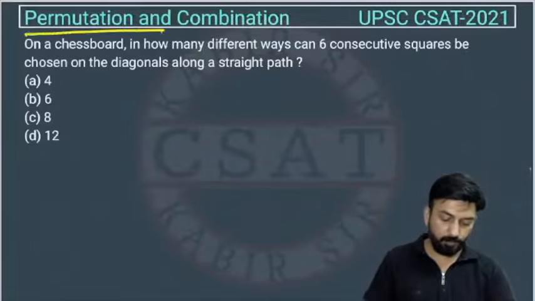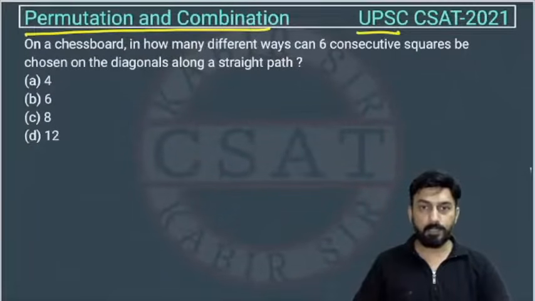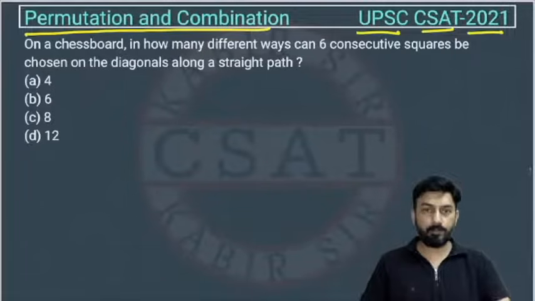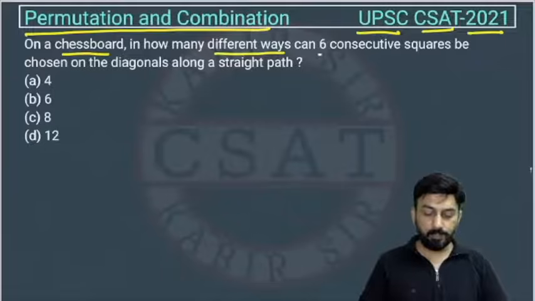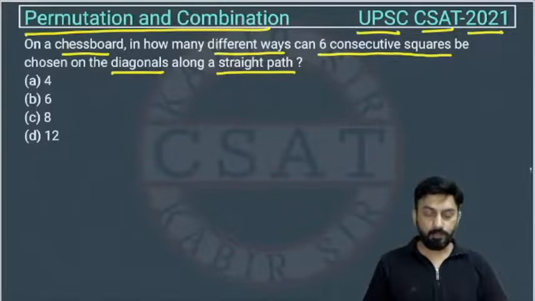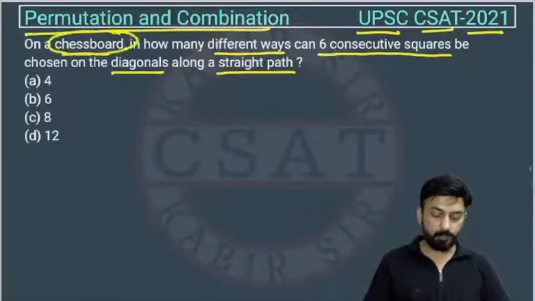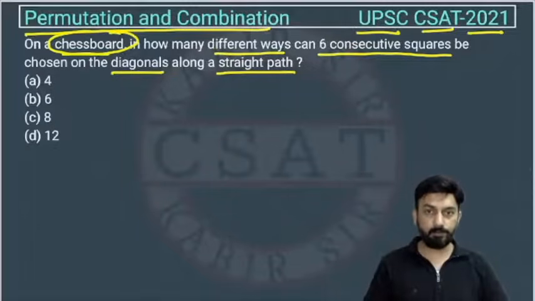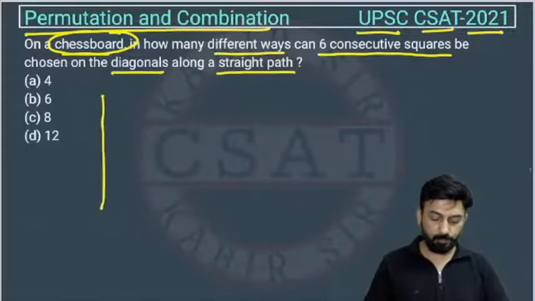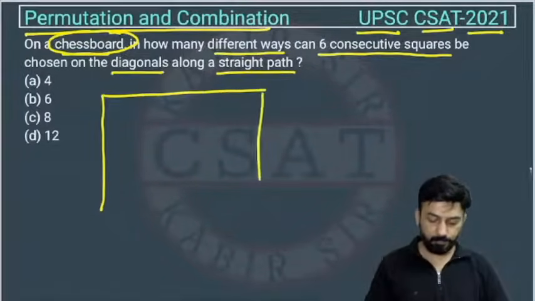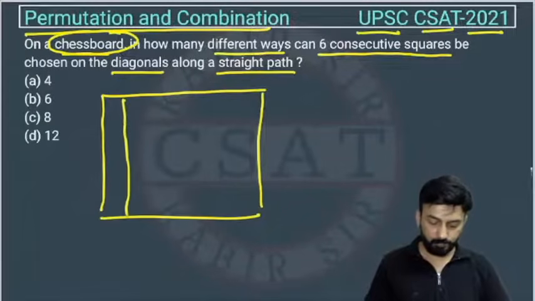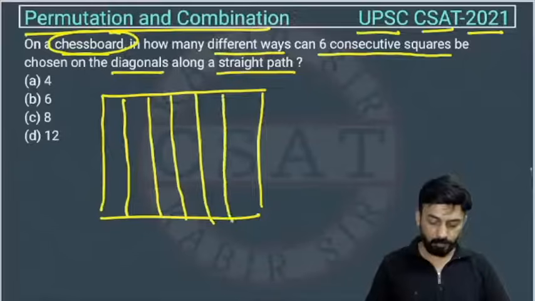This is a question from Permutation and Combination chapter asked by UPSC in CSAT paper of 2021. On a chessboard, in how many different ways can 6 consecutive squares be chosen on the diagonals along a straight path? Right. So this is a problem of chessboard. Right. So in the chessboard we have 8 rows and 8 columns. In this way, if you want, I'm drawing it.